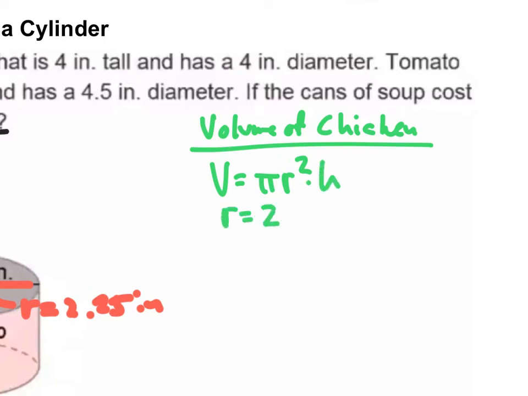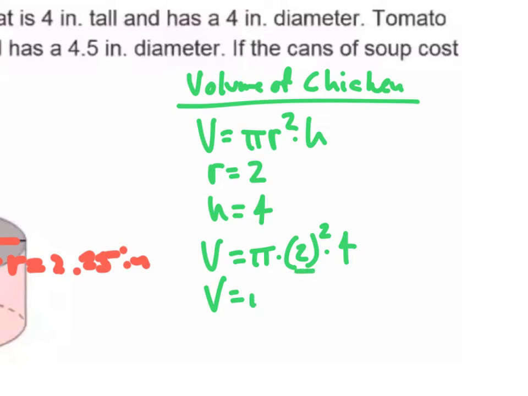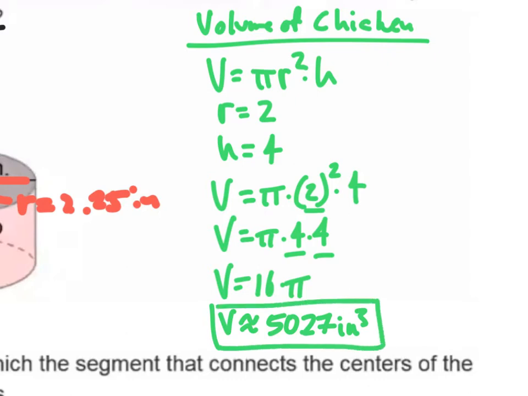All right, so the volume, we've got pi r squared times h. My radius was 2 and our height was 4, so let's plug those in. Our volume is going to equal pi times 2 squared and then times 4. 2 squared is 4, so volume is pi times 4 times 4. 4 times 4 is 16, so 16 times pi. This value is your exact volume. But let's go ahead and do 16 times pi, and that's going to give us a volume of approximately 50.27 inches cubed. That's the volume of chicken noodle soup.